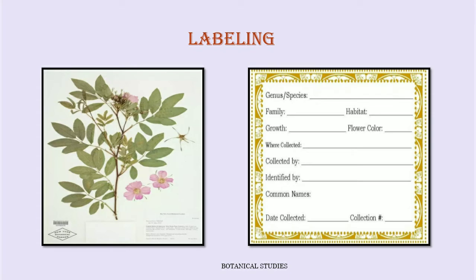Labeling. A label should include name of the organization with which the specimen is associated, name of the family, botanical name of the plant, local name, locality of collection, date of collection, habitat of the plant, field note and collection number, name of the collector.